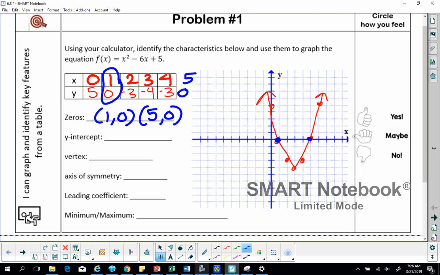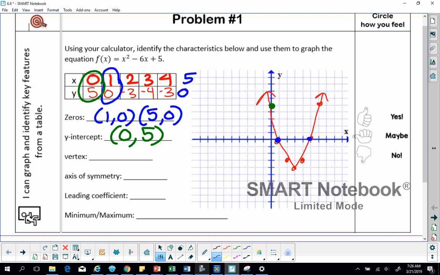What about your y-intercept? What's your y-intercept here? (0, 5). So remember, OY, right? So 0 and then 5. That's your y-intercept. They just happen to be the same number, but those are not the same point.